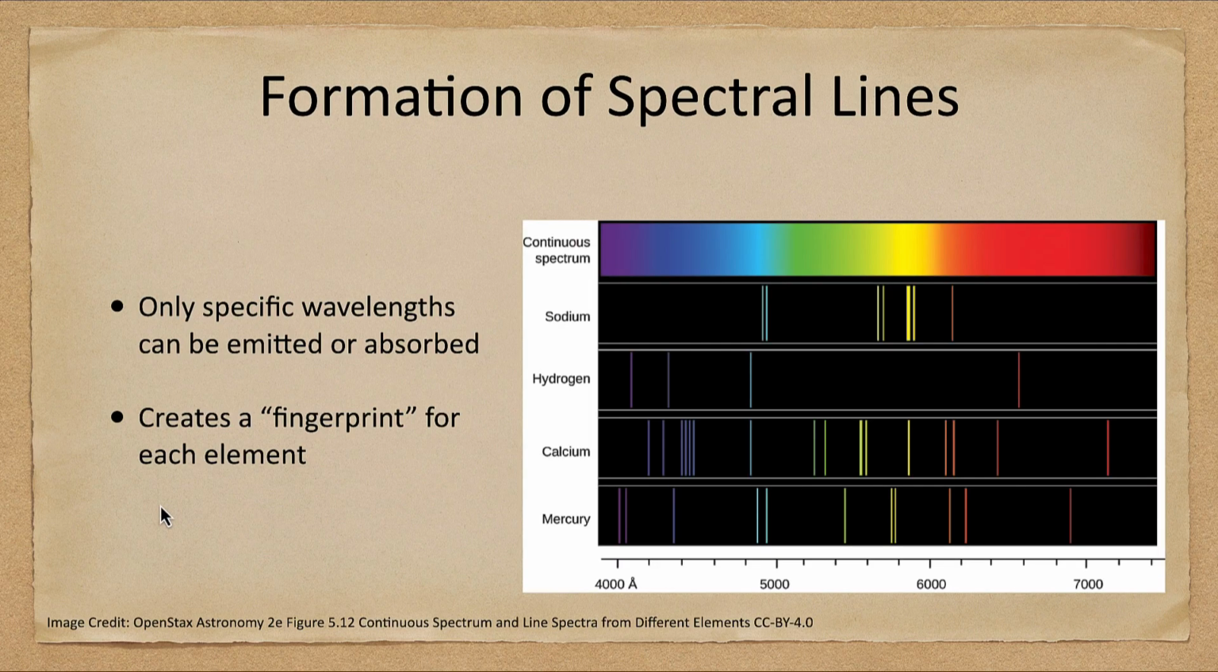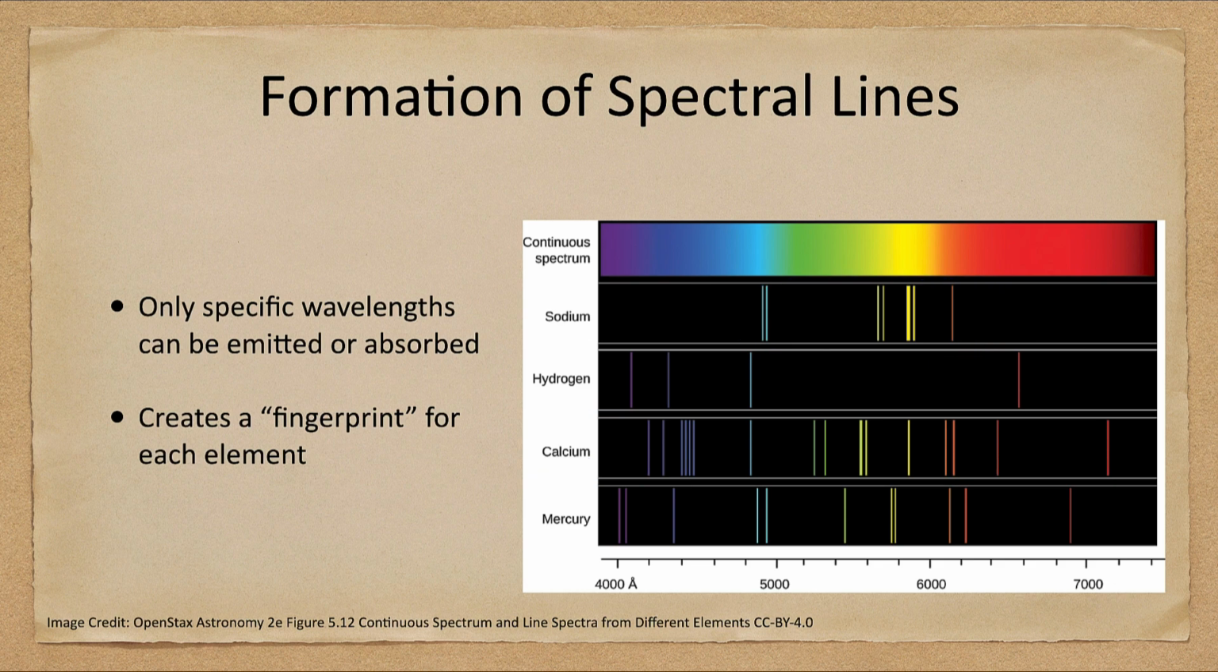Here is an example of looking at various different atoms, and we see sodium has specific lines, hydrogen, calcium, and mercury. Now some of them may look very close to each other, but the overall pattern is completely different. If we look for this pattern of lines in an object, then we would know that sodium is present. This pattern would tell us hydrogen, this calcium, and this one would be mercury. So we can look for those distinct patterns that we see.